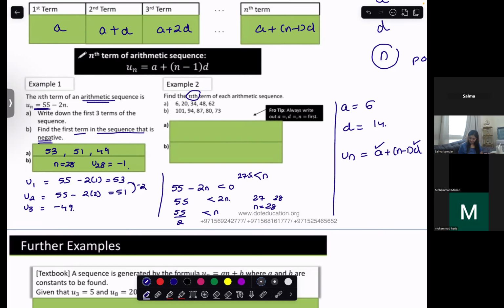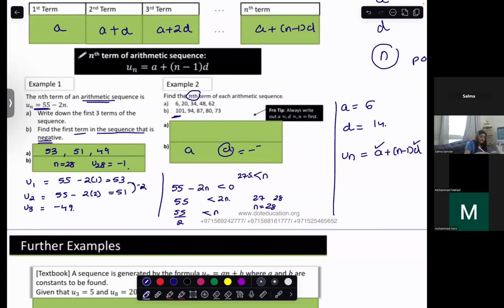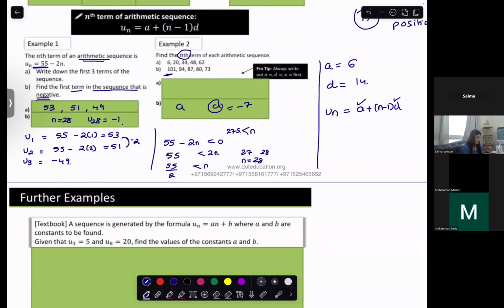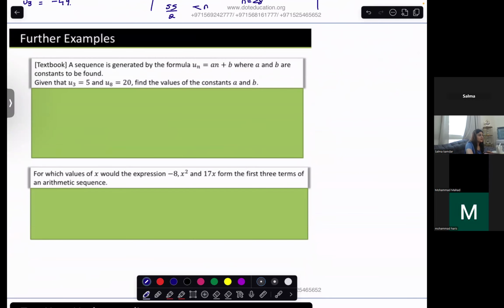Okay, fine. Next one. Again, it is the same thing. You need to find your nth term. You would write your A and D. A is 101. Can you tell me what is your D? Minus 7. So it is a decreasing series. And then you would be able to find your nth term. I go to the next one.